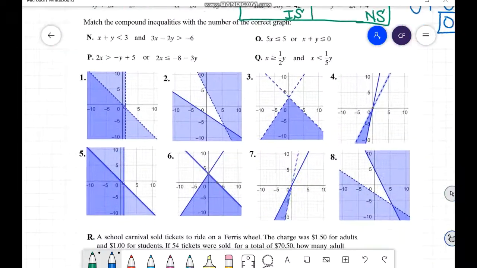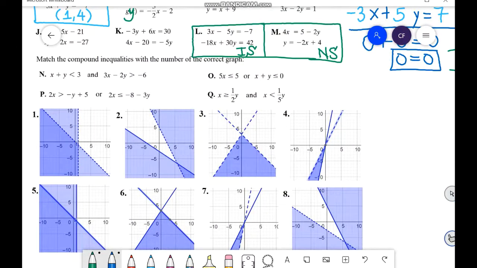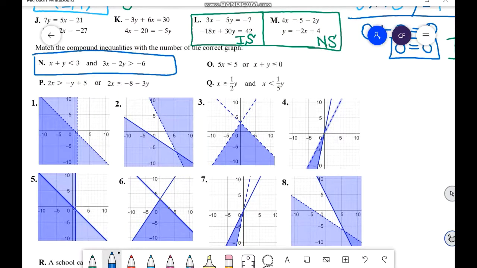Let me move to the next set. I want to have time to go over all the questions. Match the compound inequalities with the number of the correct graph. Let's work on the first one, letter N. Notice that we have 4 compound inequalities and 8 graphs. That means you're going to have 4 real answers and 4 fake answers. Make sure you identify which one is the real answer, which one is the fake. Okay? Let's check letter N.